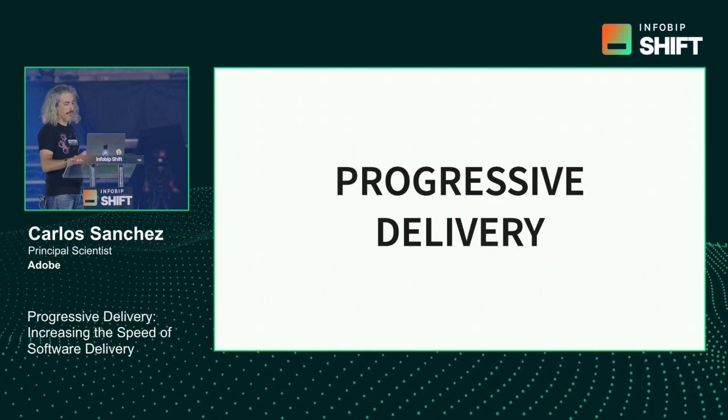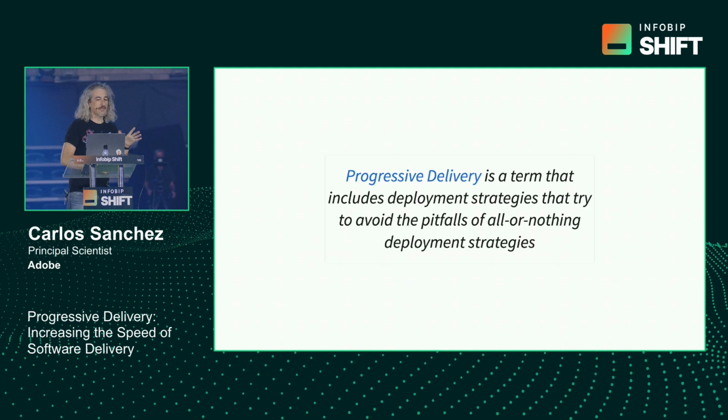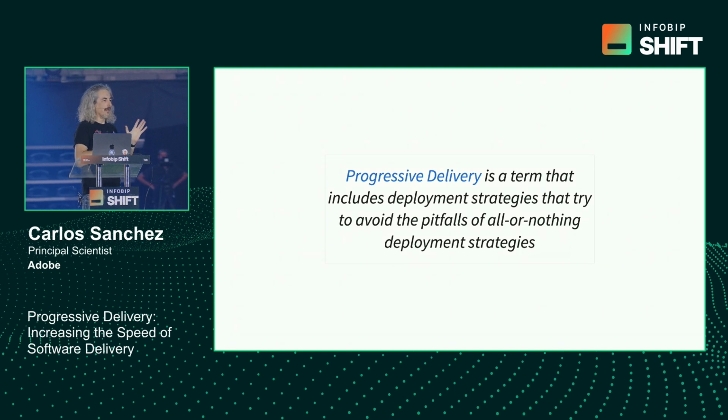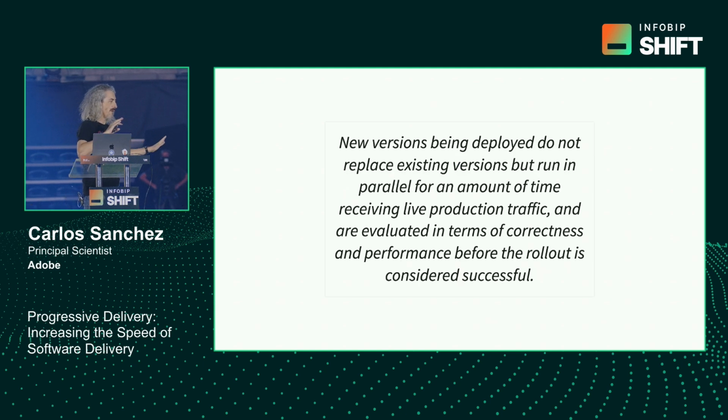So what is progressive delivery? It's a term that is new, but includes deployment strategies that have been around for a while. When I'm deploying something, I'm not deploying it to everything at once, but I'm trying to avoid these problems where I roll out a change and it affects all my customers, all my users at the same time. So you have new versions being deployed that do not replace the existing versions, but they live in parallel for an amount of time.